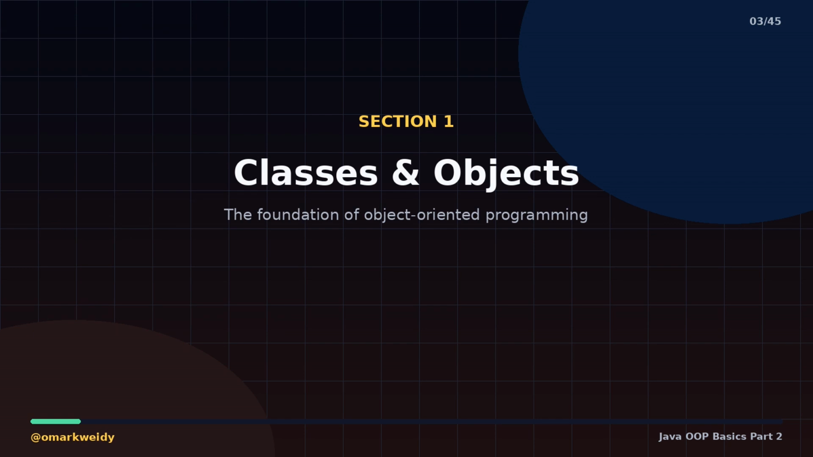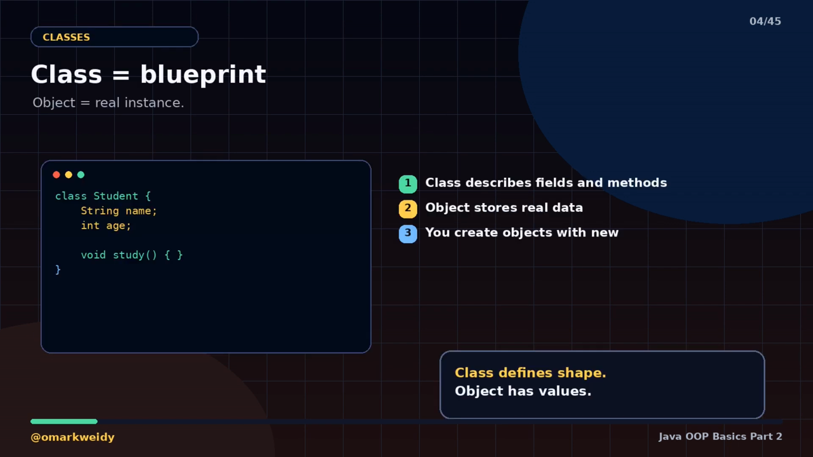First, classes and objects. A class is the blueprint. An object is the real thing created from that blueprint. A class is a blueprint. It describes what data an object has and what actions it can do. In this example, the Student class has name and age, and it has a study method.